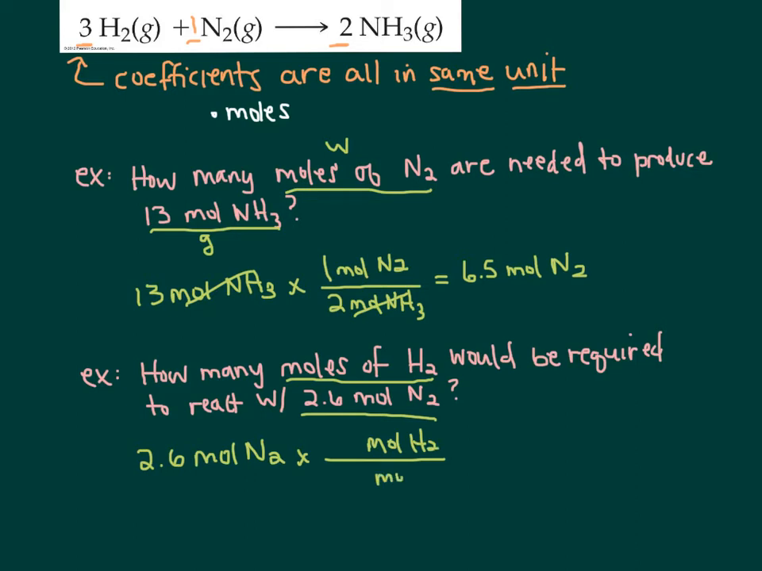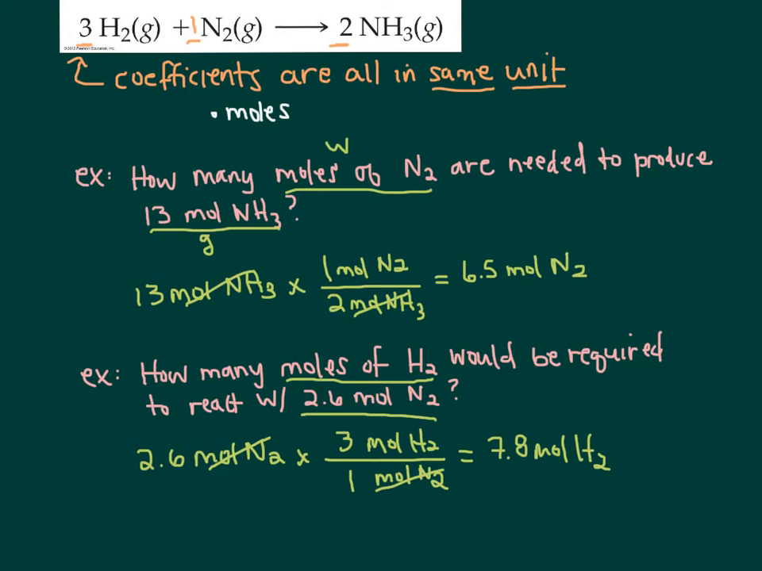which means that we want to get rid of moles of N2, so we're going to put that on the bottom. And then the numbers we put here are the numbers from our equation up here. So the ratio is 3 moles of H2 for every 1 mole of N2. So if we have 2.6 moles of N2 and we want to keep that ratio, we're going to multiply across and divide by what's on the bottom. And you end up with 7.8 moles of H2 being required to react with 2.6 moles of N2.